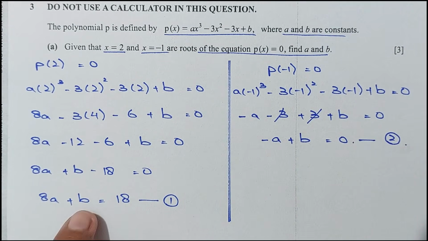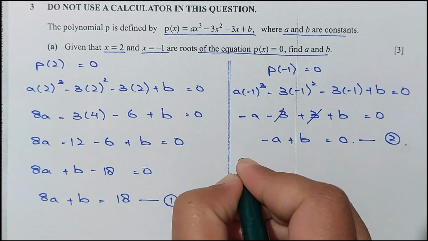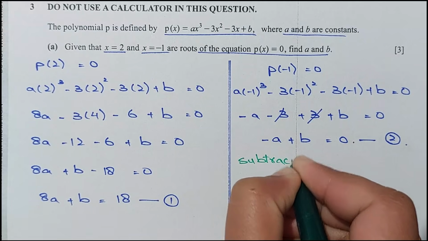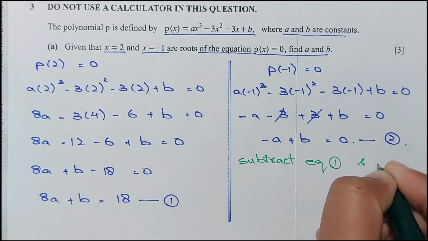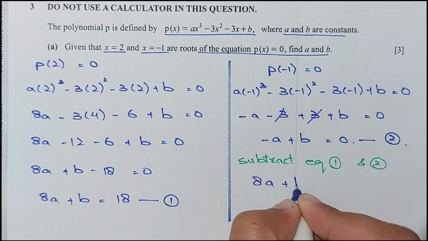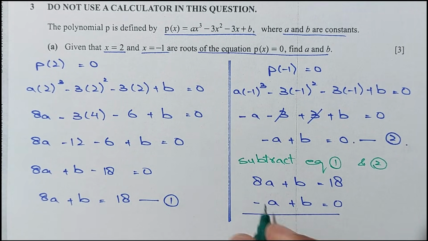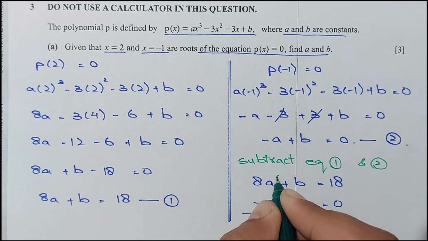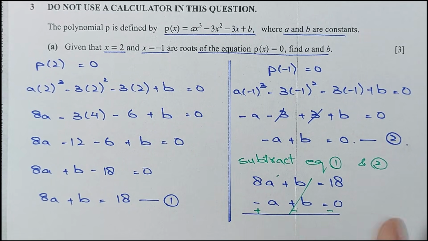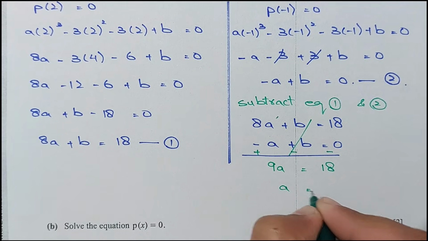Now look at the two equations. We have b and b. The coefficient of b is just 1. So let's subtract equation 1 and 2. All right, 8a plus b is 18, minus a plus b is 0. Okay, so when we are subtracting, changing the sign, it's positive, negative, negative. This is cancelled out. 8a plus a, this would be 9a, and this would be 18. And 9 times 2 is 18. So a value is equal to 2.